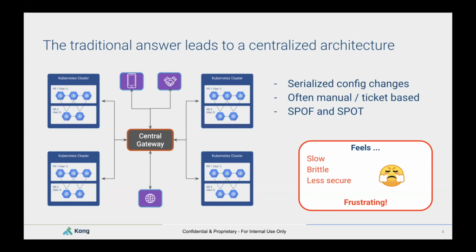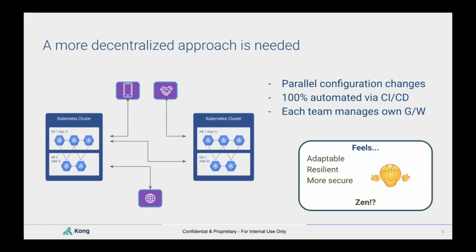Often manual ticket-based models. And then last but not least, this type of central approach leads to what we used to call SPOF and SPOB, a single point of failure and a single point of traffic, or single point of bottleneck. So in the end, you end up with a slower, more brittle, and less secure system because you end up bypassing these types of management elements, and therefore generally a not zen and more frustrating situation.